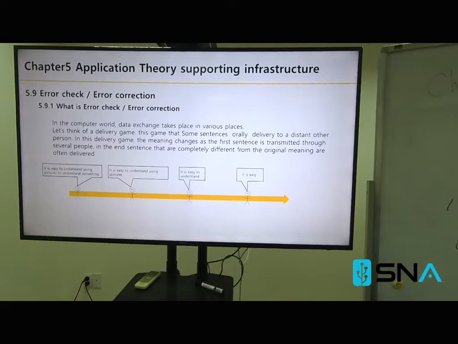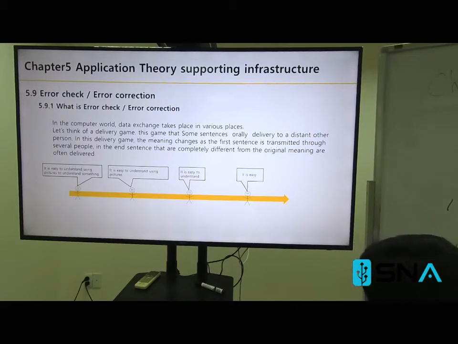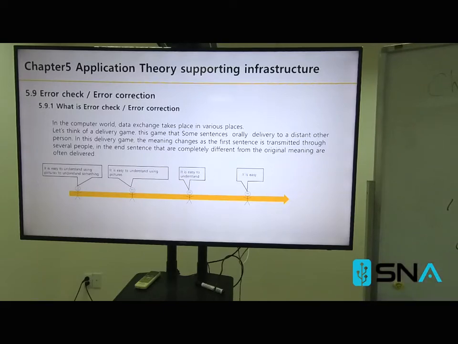So let's think of the delivery game. This is a game where a sentence is delivered to another person at a distance. This example is oral, but I am just pretending I cannot speak and only use body language. In this delivery game, the meaning changes as the first sentence is transmitted through several persons. In the end, sentences completely different from the original meaning are often delivered. I just want to say that the result data can change.